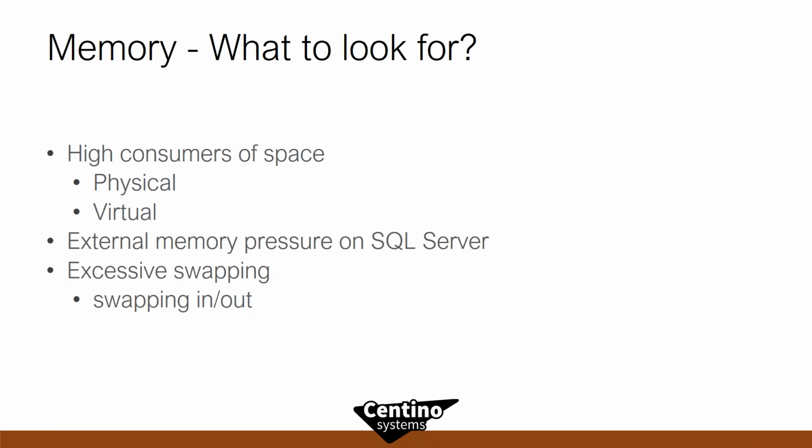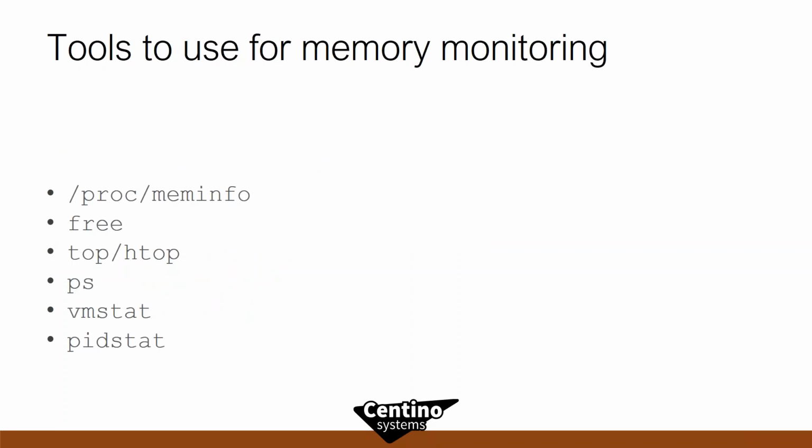And so we want to look out for external memory pressure on SQL Server. We also want to look out for any excessive swapping, and I'm going to show you how to identify these things in a second here. The tools that we're going to use for memory monitoring, well, we already know about /proc, right? Inside of /proc, there's a file called meminfo, which has the full accounting information for all the different types of memory allocations on our system.